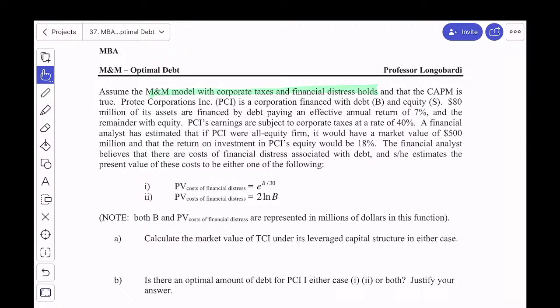So when you have corporate taxes and financial distress potential, because you've allowed for default risk, and beyond a certain level of debt, financial distress is a very real risk. We assume the M&M model holds and that CAPM is true, and I present to you Protect Corporation. It's a corporation financed with debt and equity. $80 million of its assets are financed by debt, paying an effective annual return of 7%. So what information is that? Can you tell me?